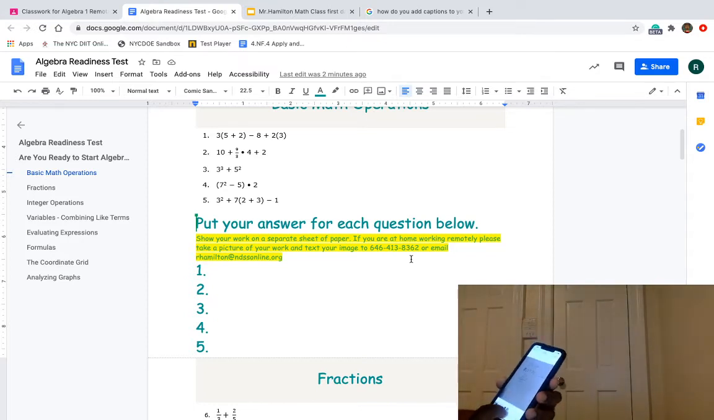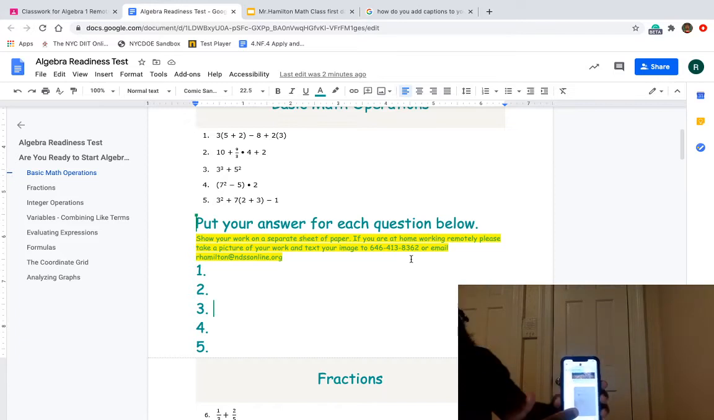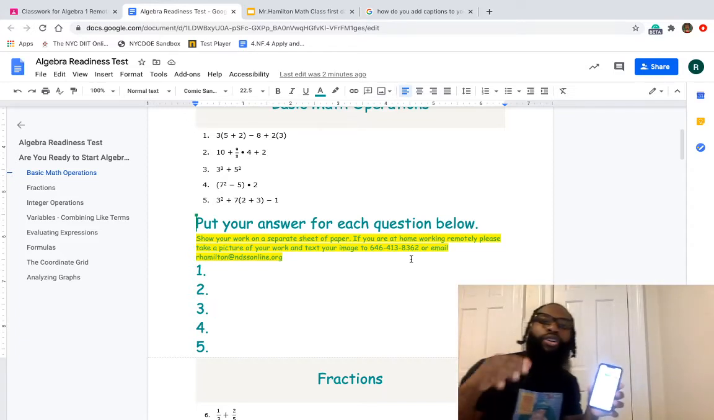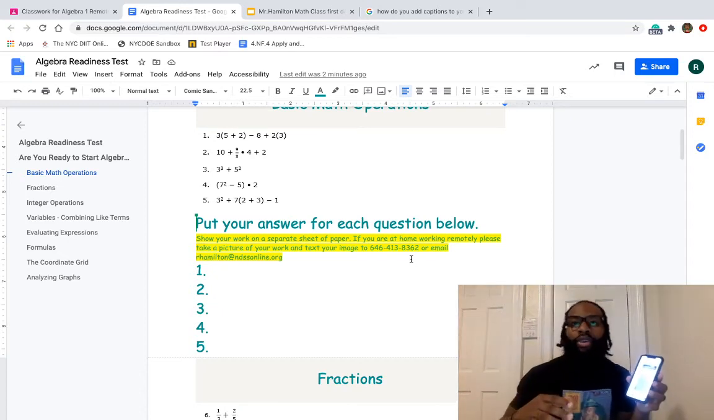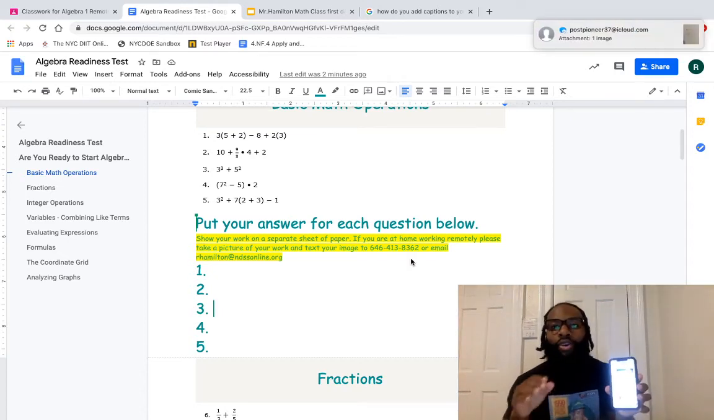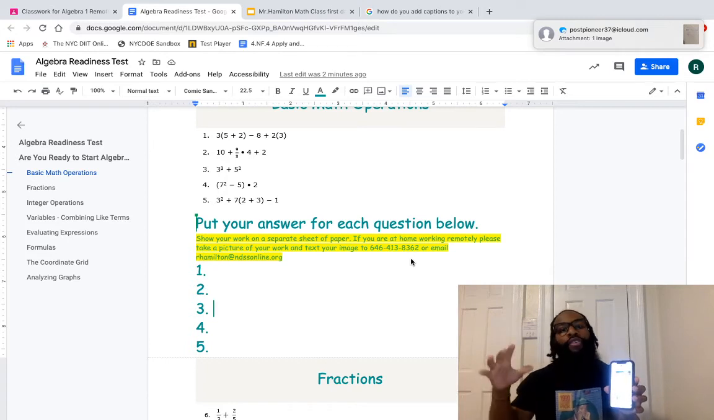And I will get it. See? Got it. Now, what I will do, I will take your work and send it to a Google Drive with all your names, where I can drag all your work into that folder so you would get credit for the work shown.